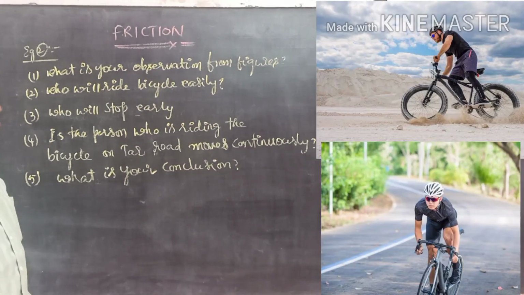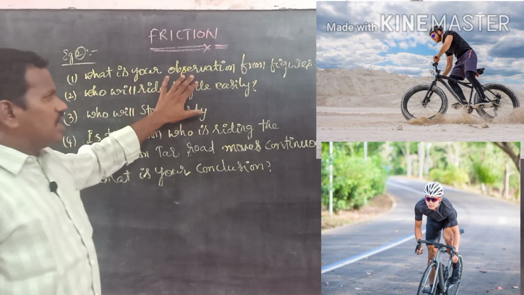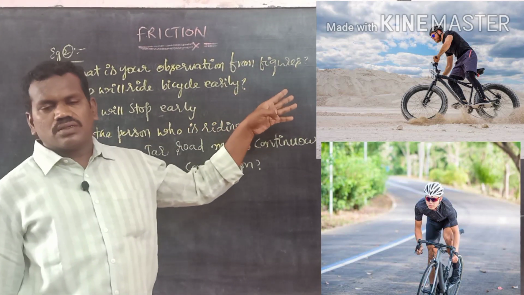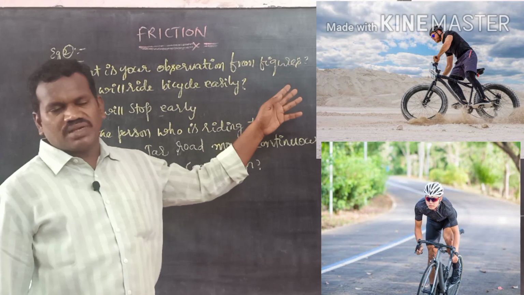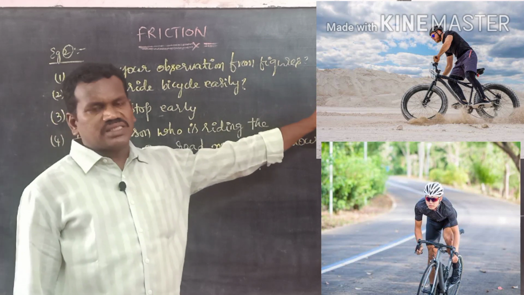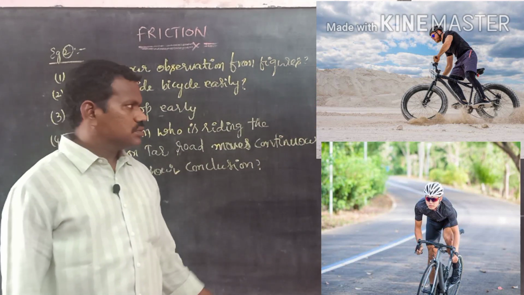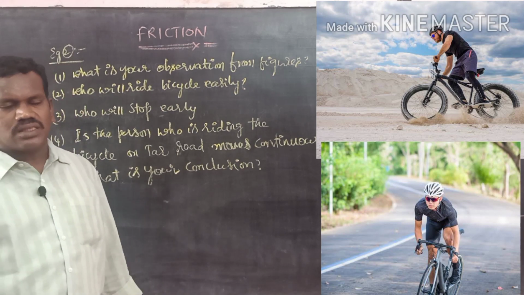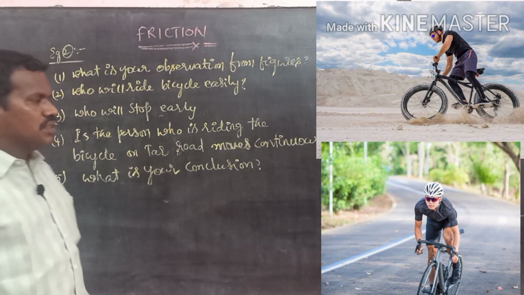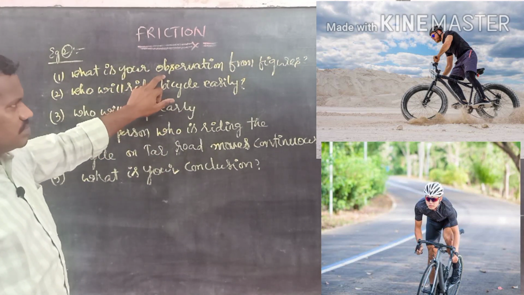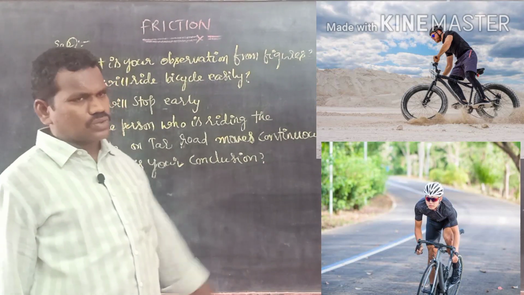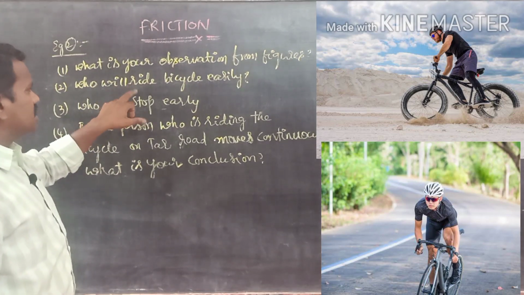See in this second example, what do you observe from the given pictures? From picture one, we can observe a rider, means the person who is riding a bicycle. The bicycle is on sand, like a sand beach. In the second example, we can understand that the person is riding the bicycle on a tar road or otherwise a cement road. That is our observation. One person is riding the bicycle on the sand, another person is riding the bicycle on the tar road. Right? Good. Now come to the second question.